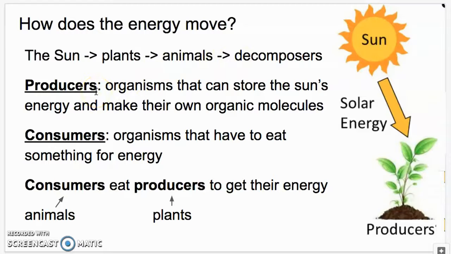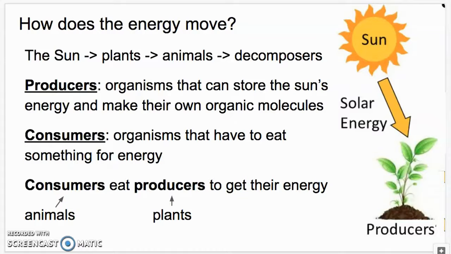Producers is an important vocabulary word to know. Producers are organisms that can store the sun's energy and make their own organic molecules. These are plants. If you look at the bottom right, there's a producer, it's a plant. Consumers are organisms that have to eat something for energy. These are animals. So when we say consumers eat producers to get their energy, it's a fancy way of saying animals eat plants to get their energy.